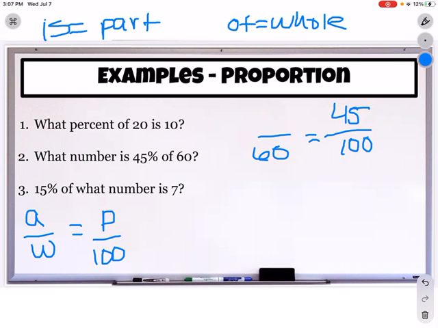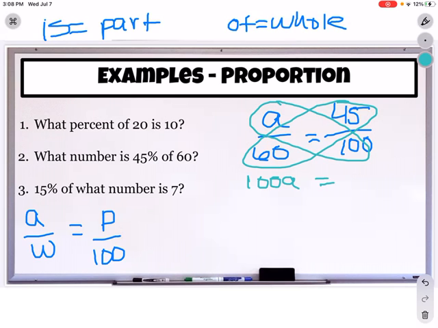And then for my part, they're asking what number is, so I don't know the part. So I'm just going to leave it as A. Now when I'm cross multiplying, 100 times A, that's just 100A. I'm going to cross multiply with another color. That's just 100A is equivalent to 45 times 60, which is 2,700.